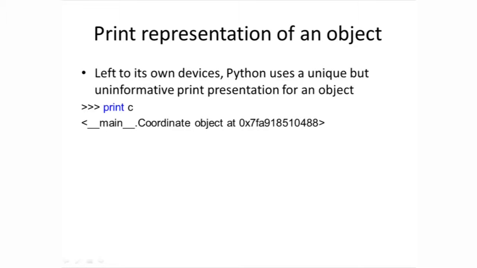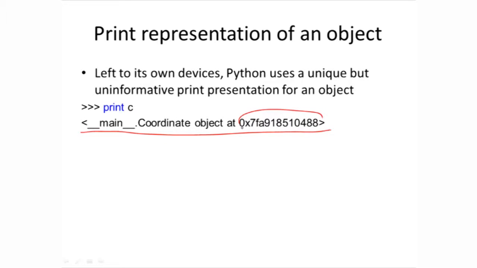So what happens if I ask an object what it looks like? In particular, if I say print it out. Well, if we don't do anything special, Python is going to use a unique but really messy looking or uninformative representation of an object. If I take that coordinate C that I created and I say print out what's the value of C, it gives me back this very funky looking thing here.